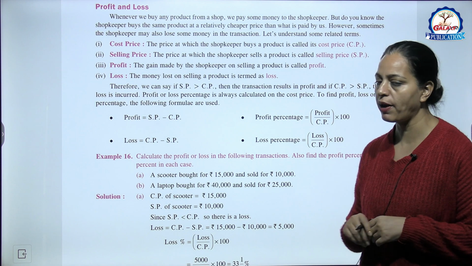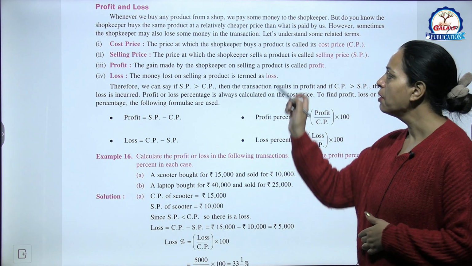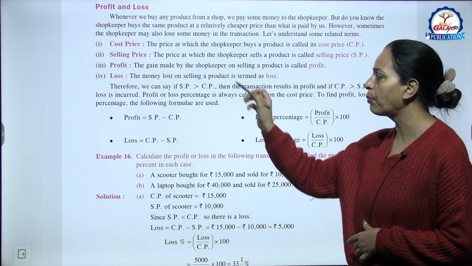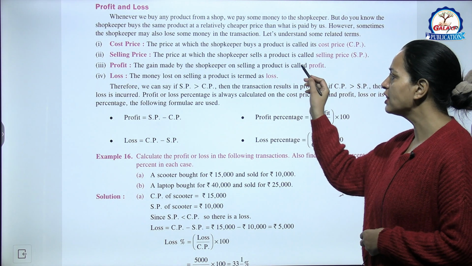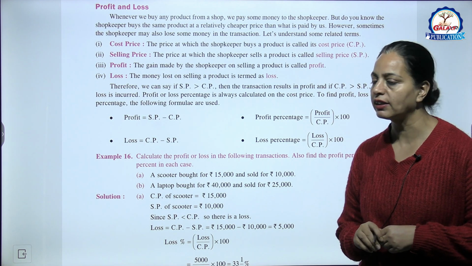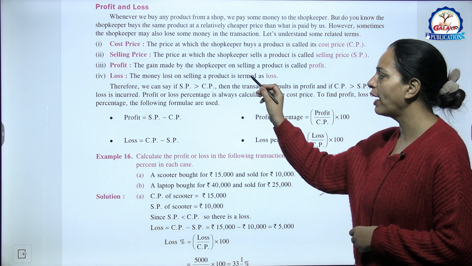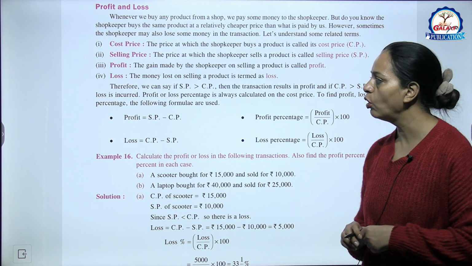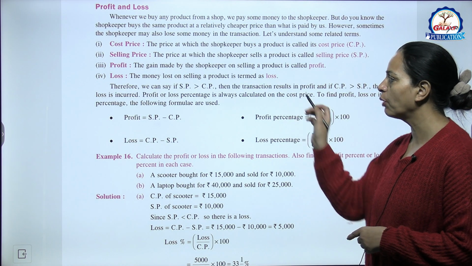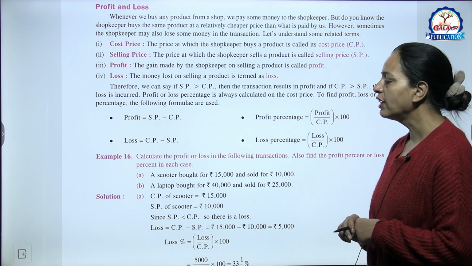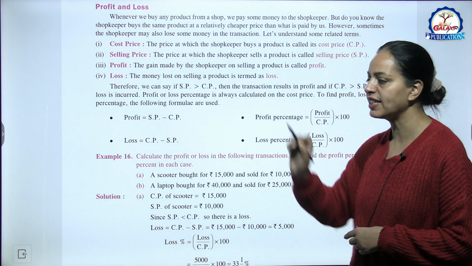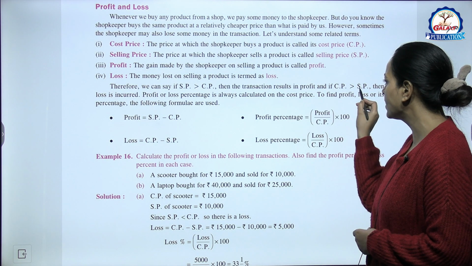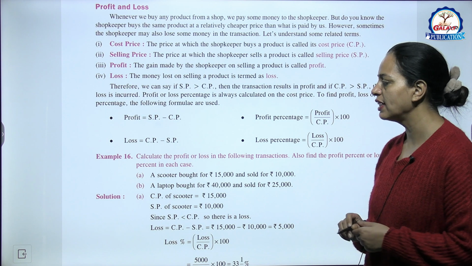The first, cost price: the price at which the shopkeeper buys the product is called the CP, cost price. The second, selling price: the price at which the shopkeeper sells the product is called the selling price. And the third, profit: the gain made by the shopkeeper on selling a product is called profit. And the fourth, loss: the money lost on selling a product is termed as loss. Now therefore we can say if SP is greater than CP, then the transaction results in profit, and if CP is greater than SP, then loss is incurred.